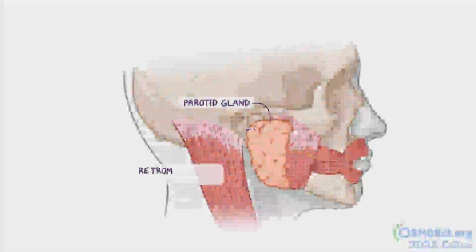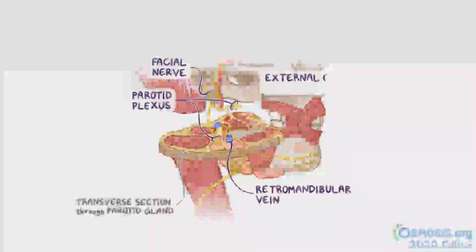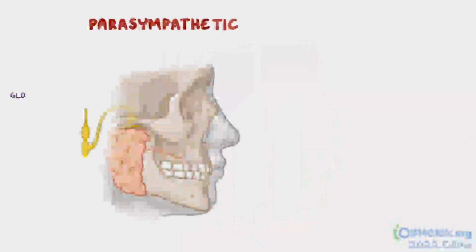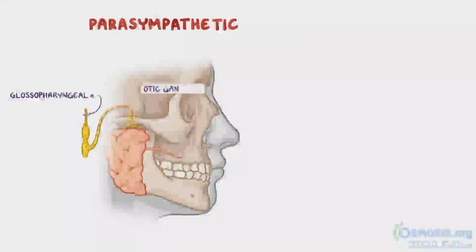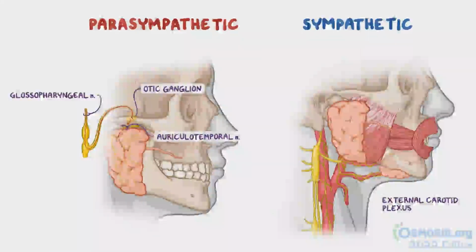Alright, as a quick recap, the parotid gland is located in the retromandibular fossa and along the masseter muscle. Within the parotid gland, you can find the parotid plexus of the facial nerve and its branches, the retromandibular vein, and the external carotid artery. The parotid gland secretes saliva through the parotid duct, which opens in the oral cavity opposite the second maxillary molar. Parotid parasympathetic fibers are from the glossopharyngeal nerve, which synapse in the otic ganglion before traveling via the auriculotemporal nerve to the parotid gland, and sympathetic fibers are supplied via the external carotid plexus.